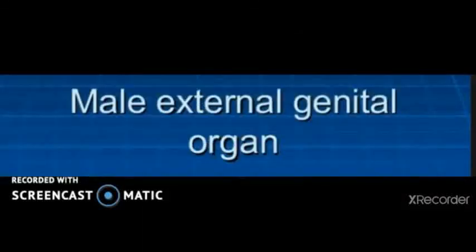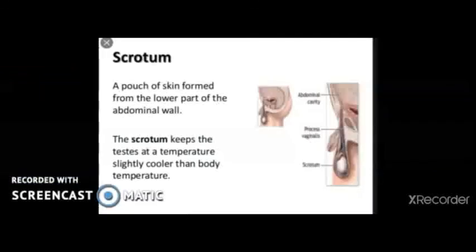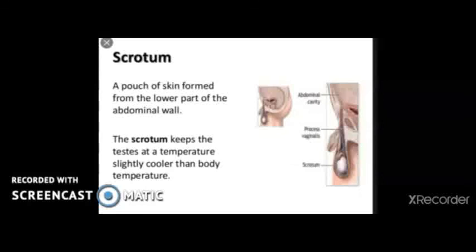Male external genitalia. It includes the penis and the scrotum. The penis is the male copulatory organ. It is cylindrical and muscular with 3 bundles of erectile tissue. Scrotum. It is a loose pouch of pigmented skin lying behind the penis, and it is divided into right and left parts by the septum.